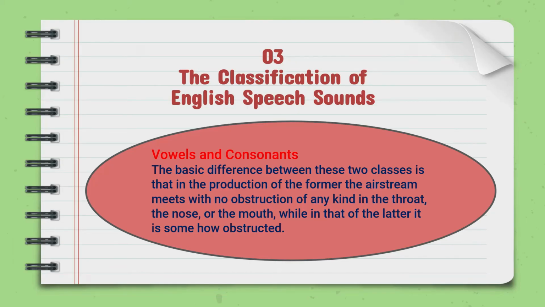The classification of English speech sounds: vowel and consonant. The basic difference between these two classes is that in the production of the former, the airstream meets with no obstruction of any kind in the throat, the nose, or the mouth, while in that of the latter, it is somehow obstructed.